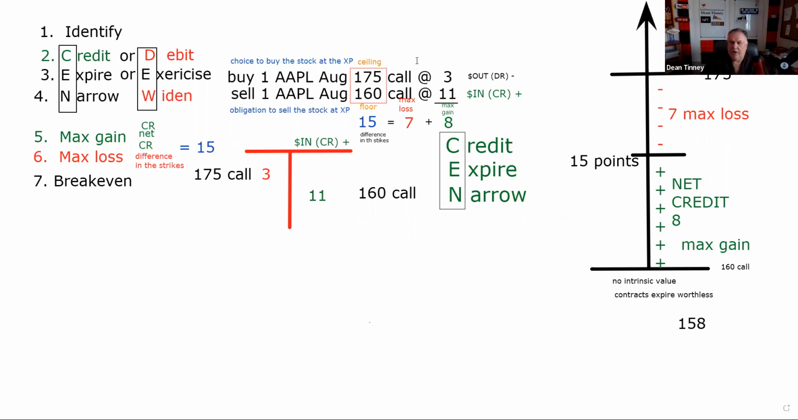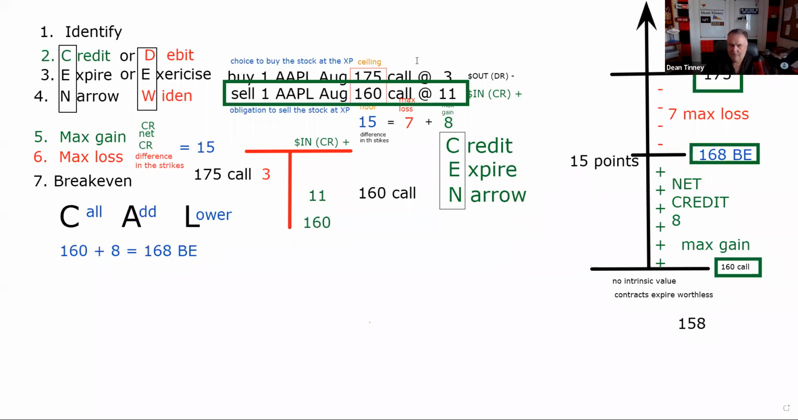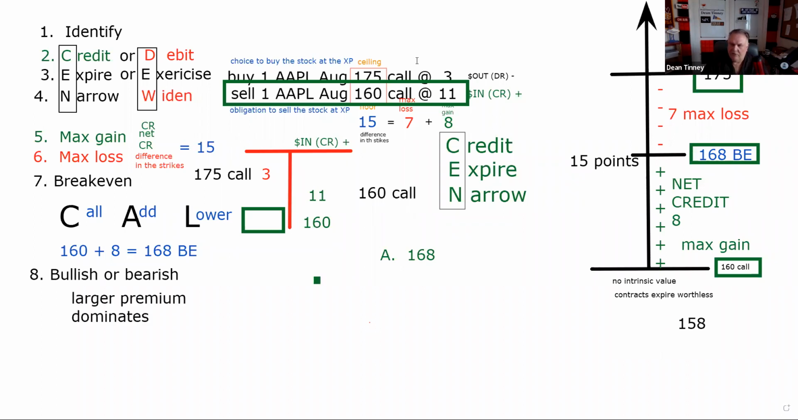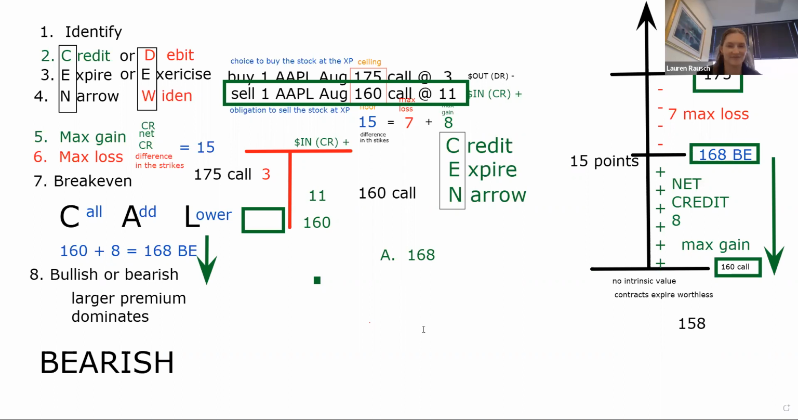So here we're going to use call, add to the lower. We're going to take our net premium, we're going to add it to the lower strike, and we get our break even of 168. And then the last thing we got to be able to do is determine bullish or bearish. And the way we do that is the larger premium dominates the position. The larger premium dominates the position, right? And the larger premium is that short call, and short calls are bearish. But again, you're not a dumb bear. You are a smart bear, right? Because if you do a naked call, you get all kinds of risk.